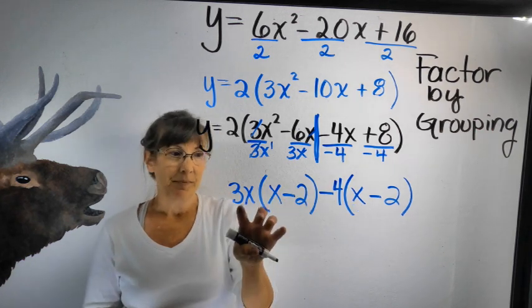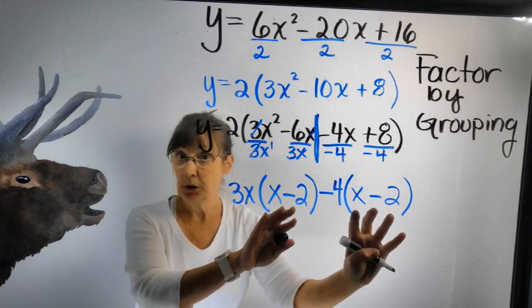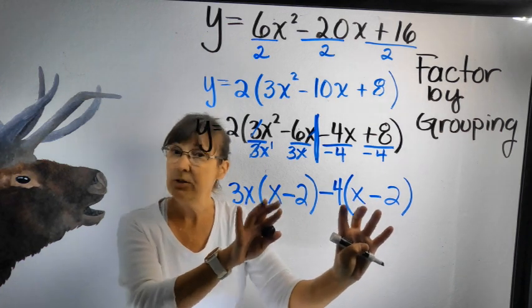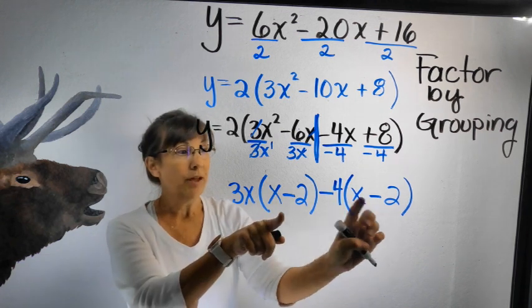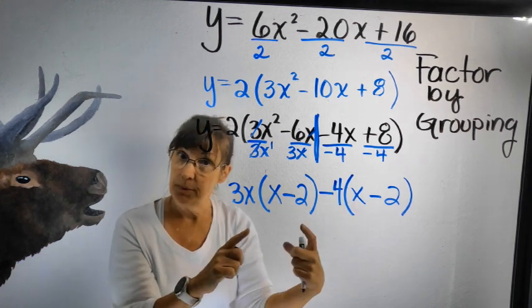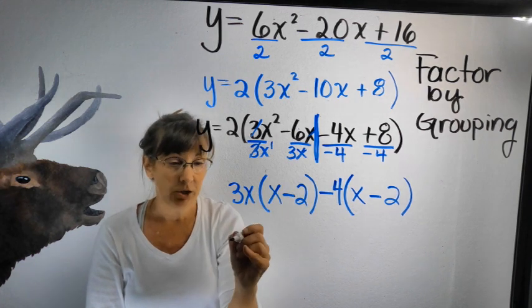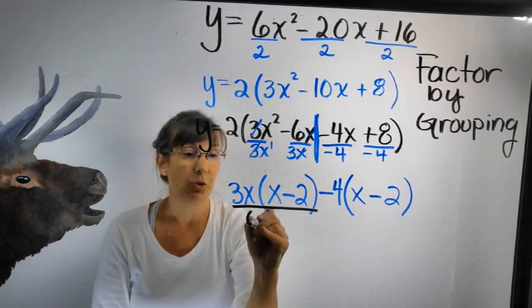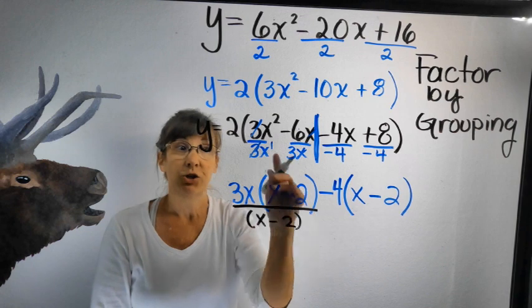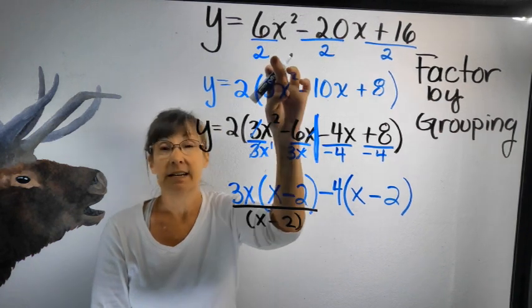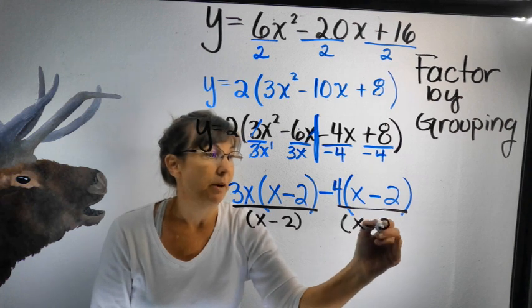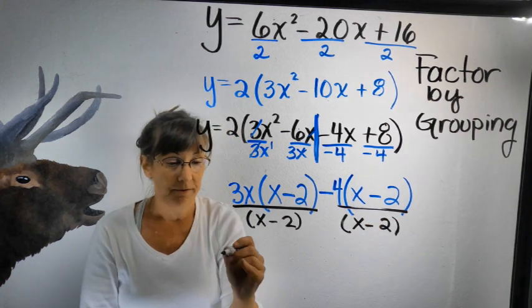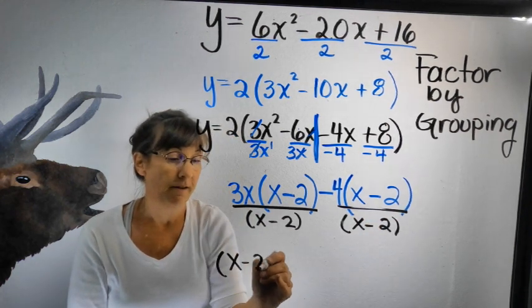Next up, I'm going to look at these two terms, and I'm going to ask myself, what is the greatest common factor between these two? Well, they both have an x minus 2 in the parentheses. So that is the greatest common factor, and I'm actually going to just divide it out, just like I did here. Same exact thing. The GCF is x minus 2. So that is, in fact, my first factor.